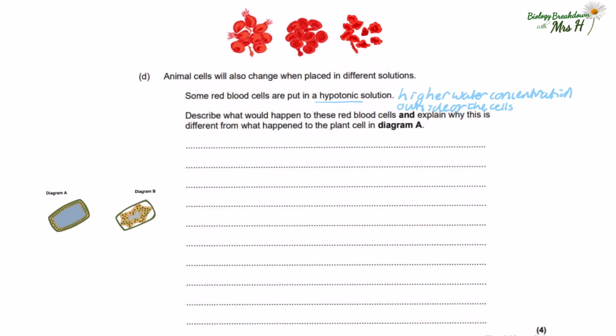If the cells have a higher water concentration around them, water is going to move into them by osmosis, and that can cause the cells to burst. And why is that different to diagram A? Well, the cell in diagram A is a plant cell. It has a cell wall, and if water moves into it, it won't burst.